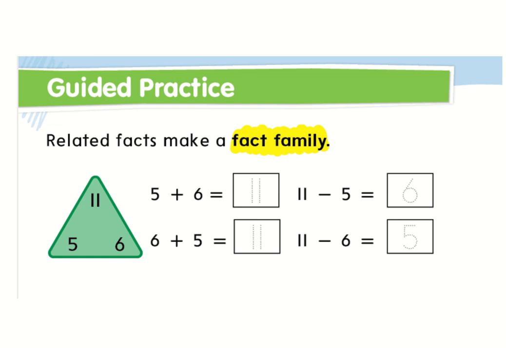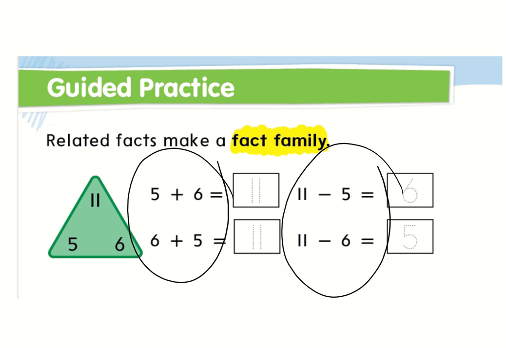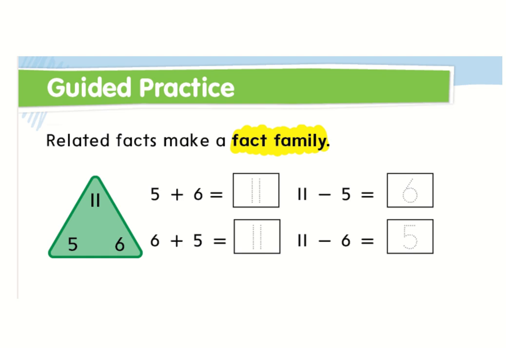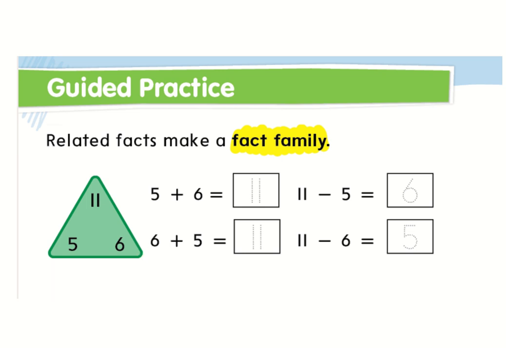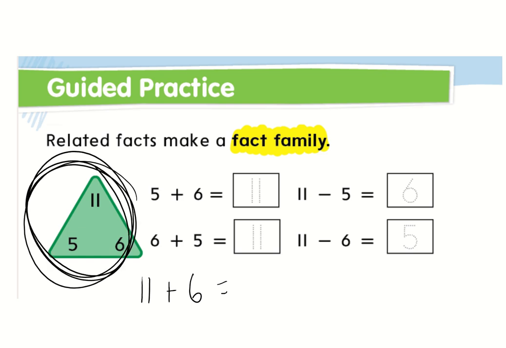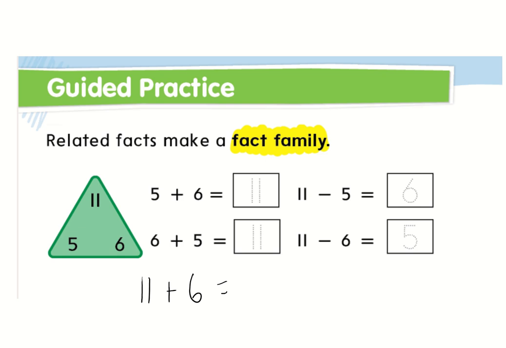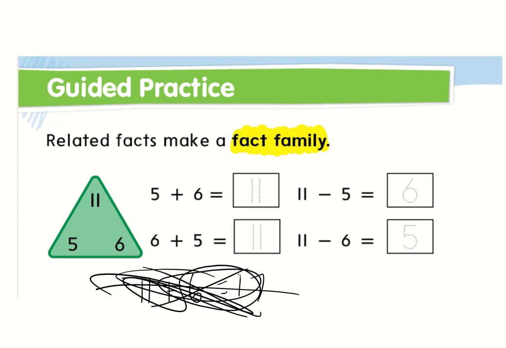When we do related facts to make a fact family, we have to take a look at this. Like I said before, you're going to have 2 addition and 2 subtraction facts in every single fact family. You may only use the numbers that are in your family. You cannot use any other ones. For example, if I did 11 plus 6, I can tell you right now that's not going to be in your fact family, because you have to use these ones. You can't use any other numbers that are not in the family, because 11 plus 6 is 17, and this would not work. This doesn't work because 17 is not a part of the family.